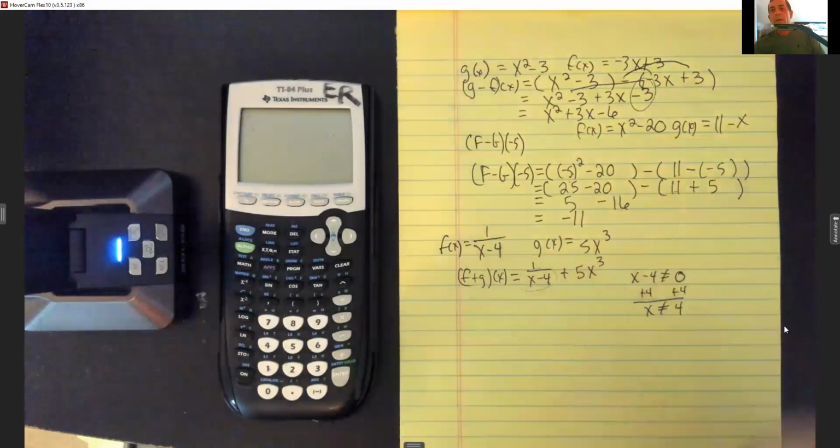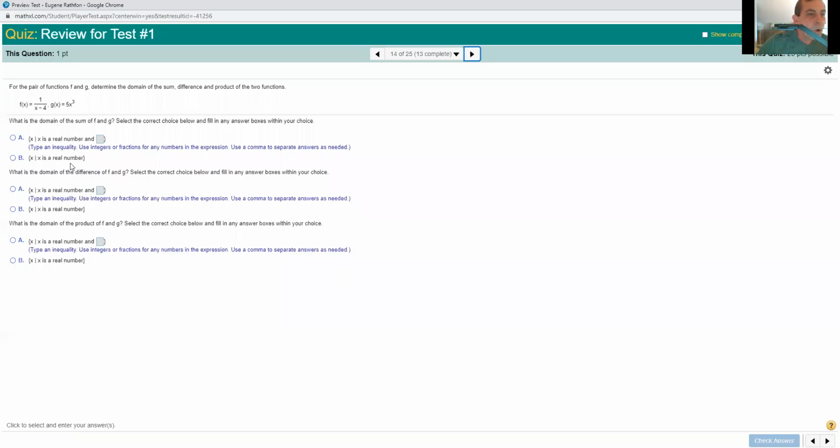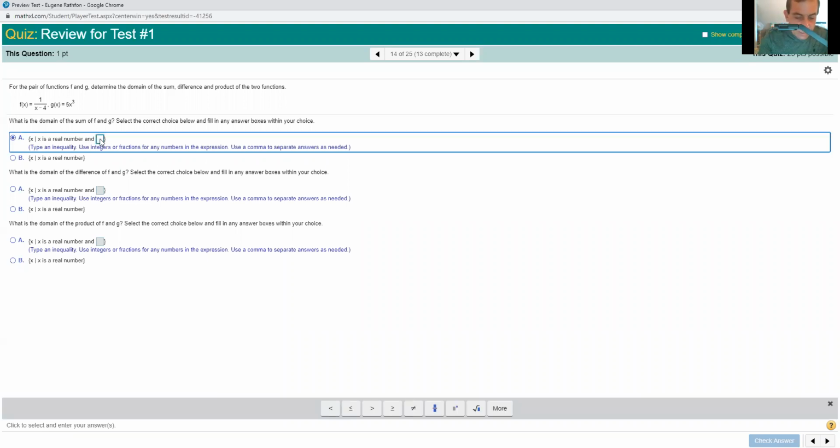So what would happen is you would go back and pick the one right here. It says x is a real number, and then we would put in x. Down here they got the not equal, and then put in our 4. And then we would do that on the difference.